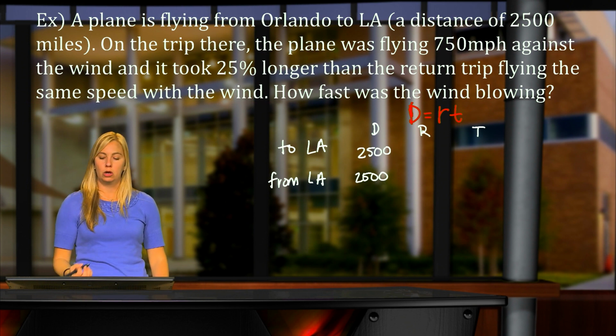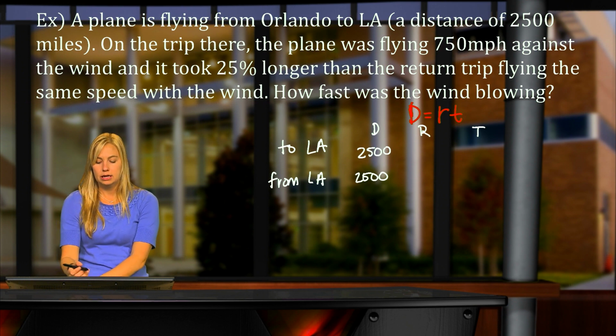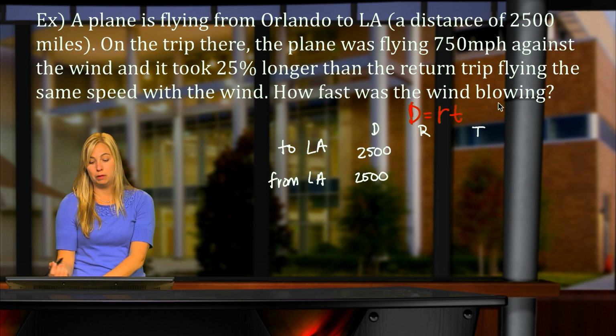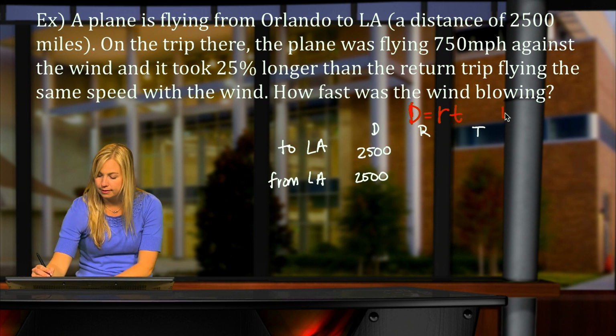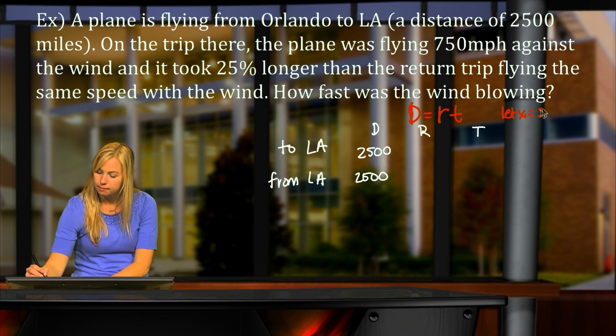Now, the rate we don't know. And here we might stop and say, what are we actually trying to find? What should our unknown be? Since we want to know how fast the wind was blowing, let's let x equal the speed of the wind.